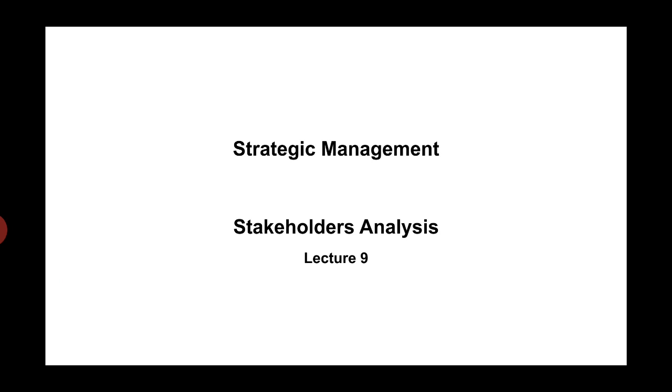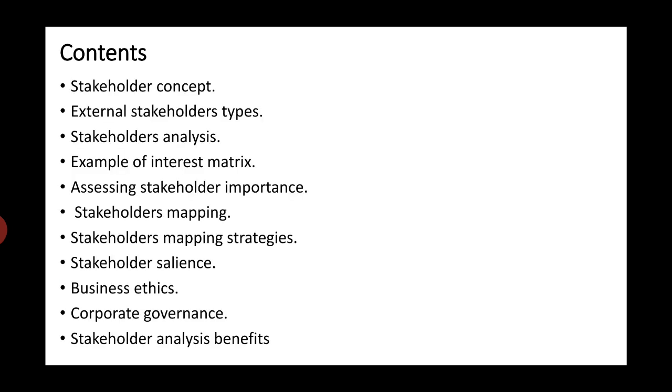We'll start with chapter 9, stakeholders analysis. Are they important to the organization? Yes, they are important. We'll talk about the concept of stakeholders. We'll focus on external stakeholder types, stakeholders analysis, how we are going to analyze them, examples of interest matrix. Okay, assessing stakeholders' importance. Are they important? All of them are important or what? So we'll go through that and see together.